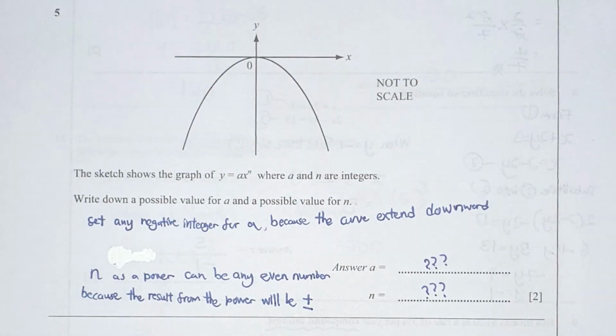Okay, for question 5, there's no specific answer for this. This is why I put an unknown at both a and n's side. Okay, you can put your a and n as any variables you want. For a, it should be any negative integer, whereby for the power of n, it can be any even number, because the result will have positive and negative 1.